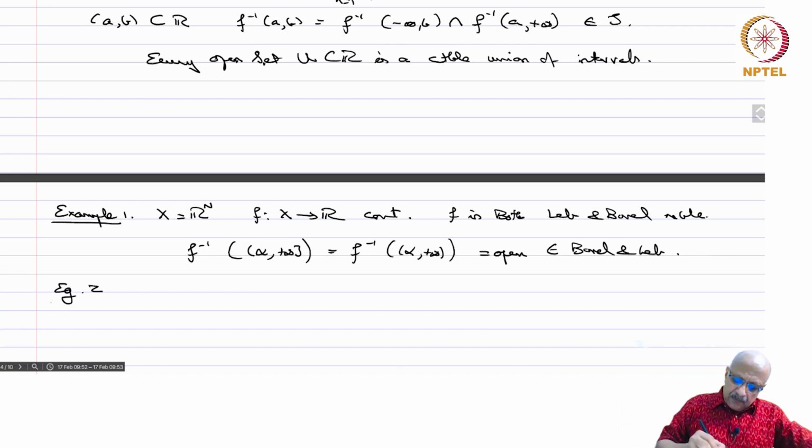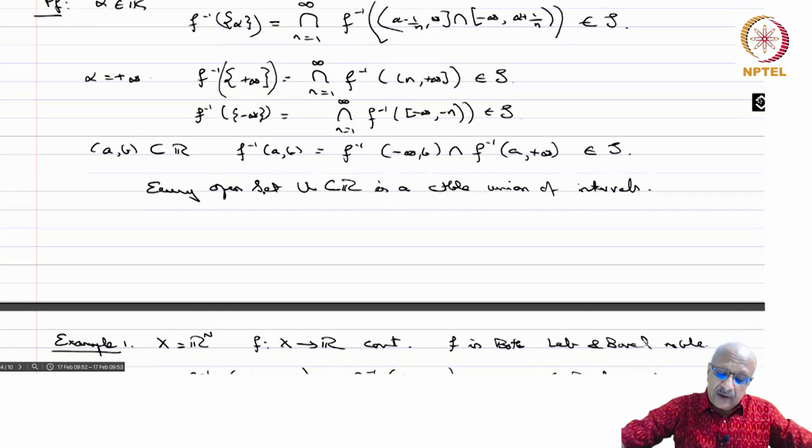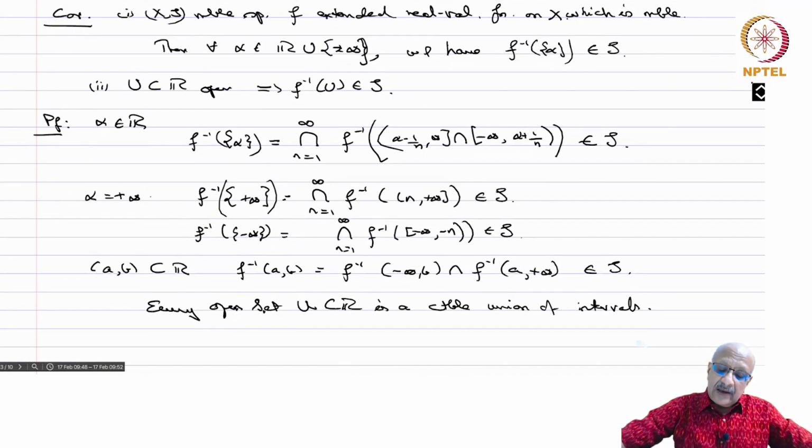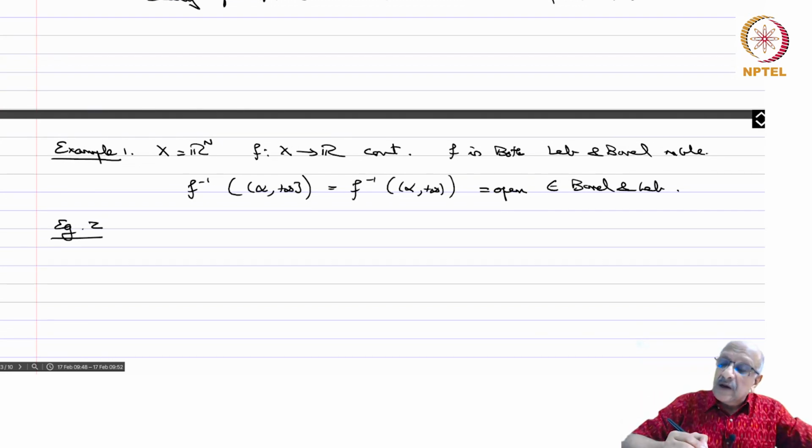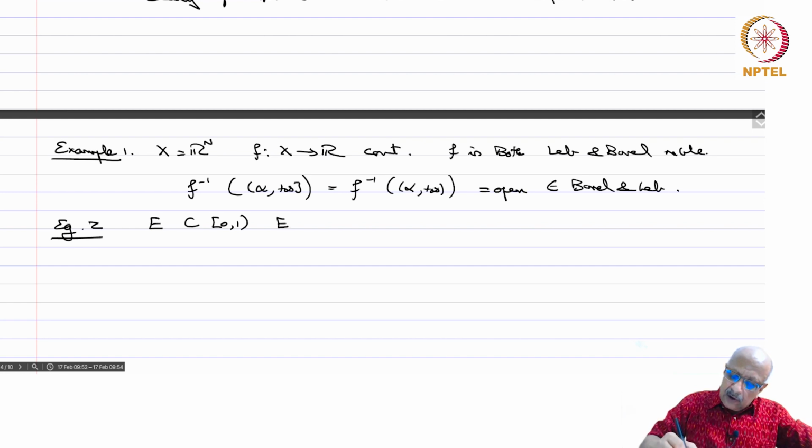So example 2. Here we give a counter example. We proved in this corollary that f inverse of every singleton is measurable if f is measurable. The converse is not true. So f inverse of all singletons can be measurable, but still the function may fail to be measurable. Let us take the following example. Let us take E contained in [0, 1], E not measurable. So E does not belong to L1.